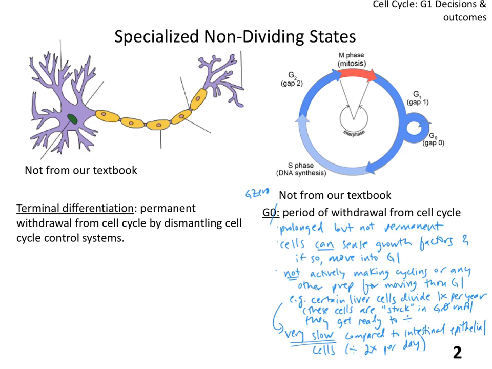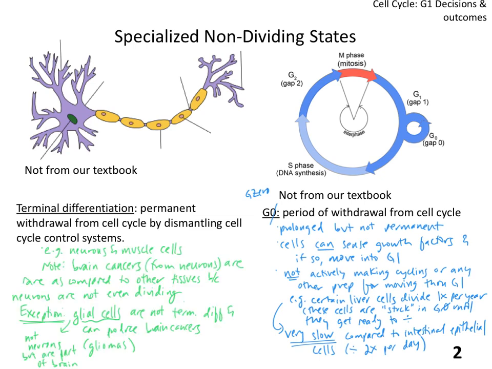This is very slow. Frequency of cell division for these certain specialized liver cells compared to some other cells we've talked about. For example, the intestinal epithelial cells, which on average divide about twice per day.